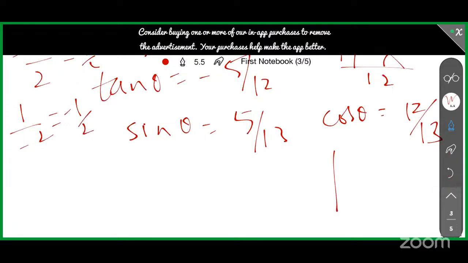First thing, when an angle is acute, correct? Theta is an acute angle, which means it should come in the first quadrant. In the first quadrant all are positive. If by chance my angle is in the second quadrant, which all will be positive, which all will be negative?